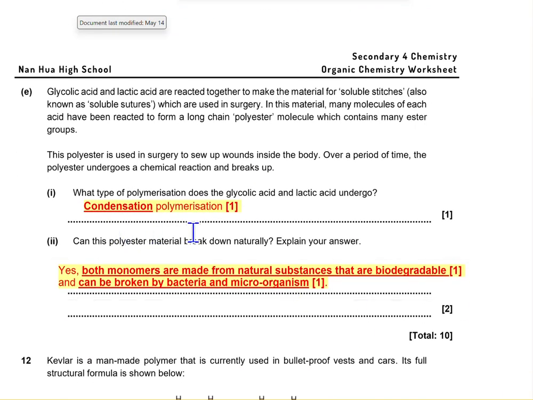Can this polyester material break down naturally? Yes, because both monomers are made from natural substances. They are biodegradable, like milk, all right, like in the sugar cane. All these things from living things are all biodegradable. So any living thing that dies will decompose completely. Okay, broken down by the bacteria in the air, in the soil, that decompose them totally back into elements again and go back to the environment. So they are actually biodegradable. Okay, so the keyword is that they are made from natural substances like milk and the sugarcane, which are biodegradable and therefore can be broken down naturally.